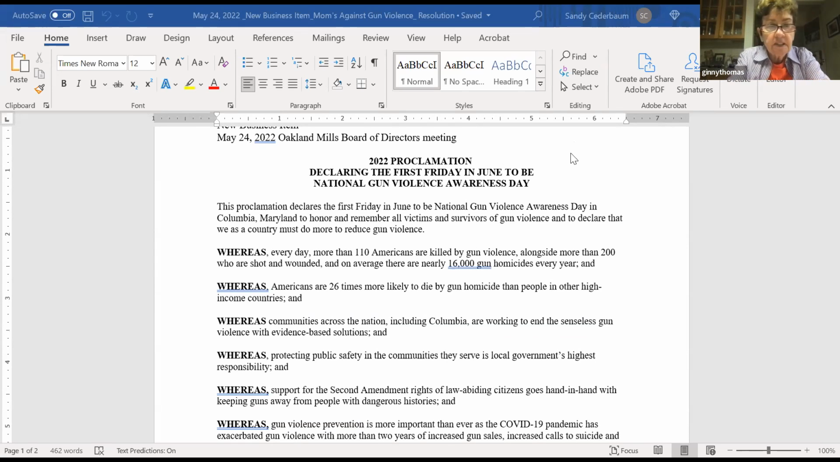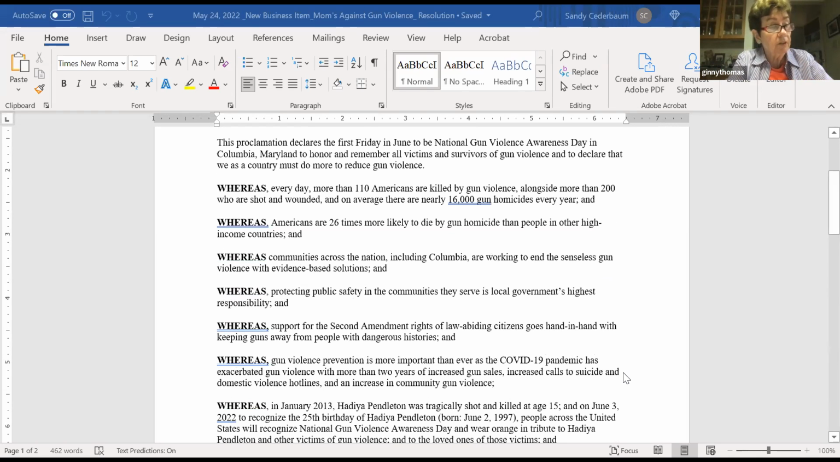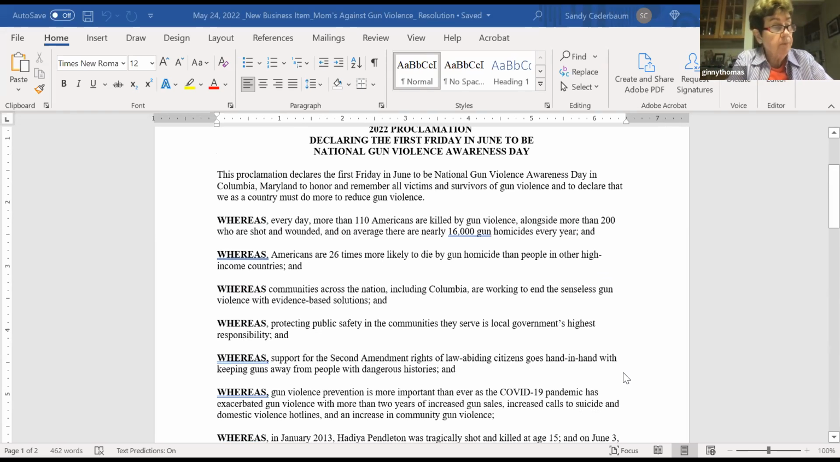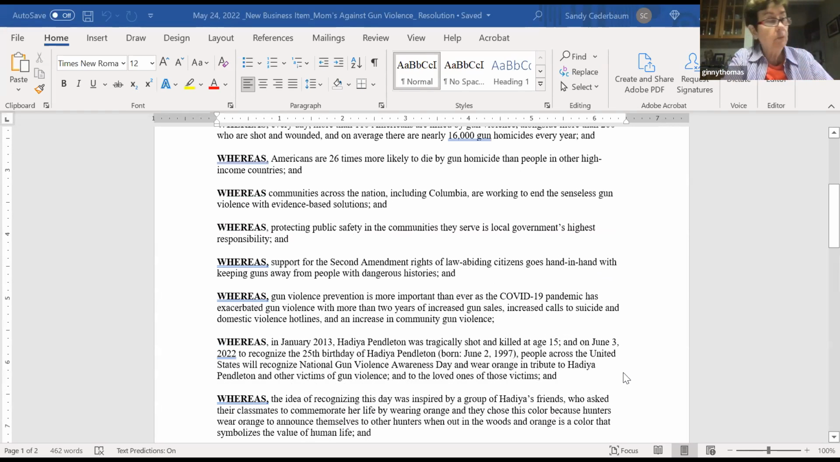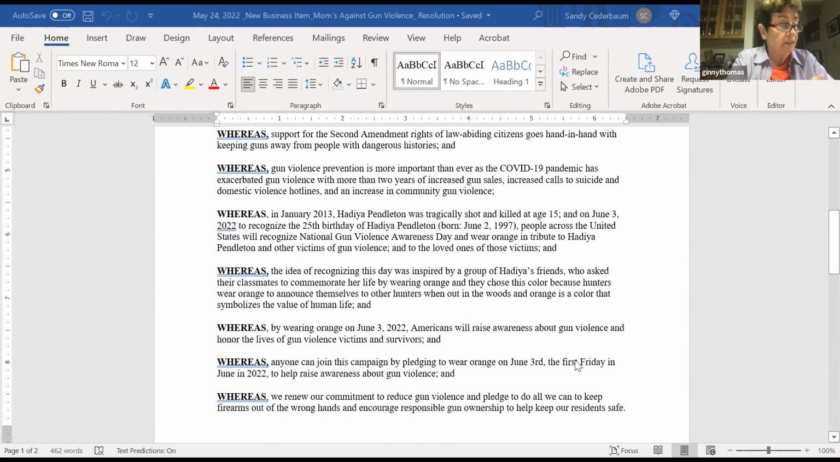I've sent this out to you before, and if you read it, there are just a couple of things. If anybody's concerned about the Second Amendment, if you read down: whereas support for the Second Amendment rights of law-abiding citizens goes hand in hand with keeping guns away from people with dangerous histories. And whereas Americans are 26 times more likely to die by gun homicide than people in other high-income countries. Whereas every day more than 110 Americans are killed by gun violence, alongside more than 200 shot and wounded. You can continue to read down.